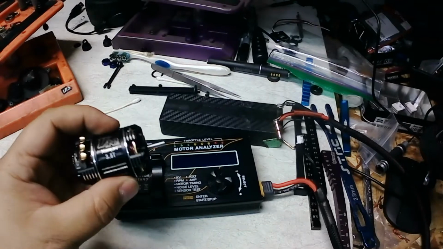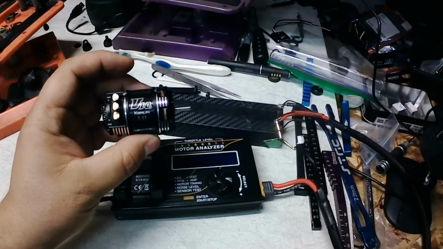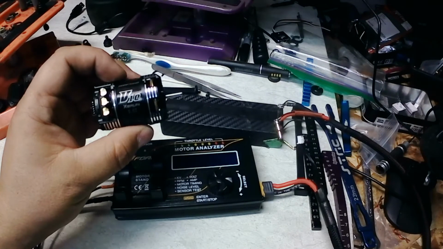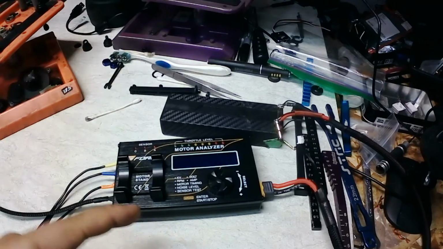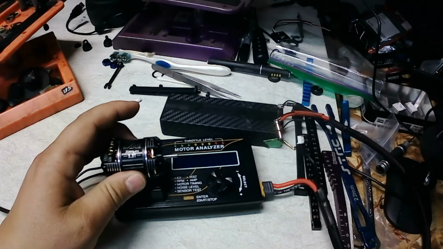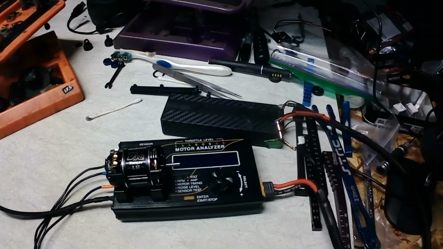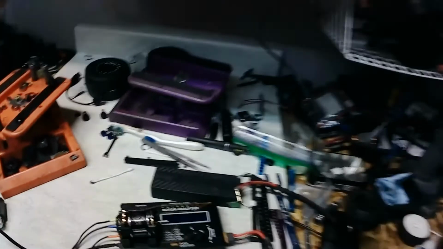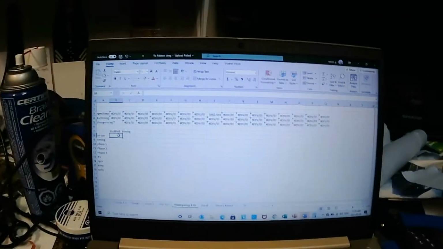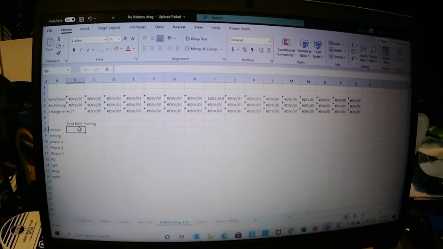All right, so I'm going to get my 3.5 turn Hobby Wing, put it on the motor analyzer, and record the data. So I'll take you over here. I use my laptop to do the data.